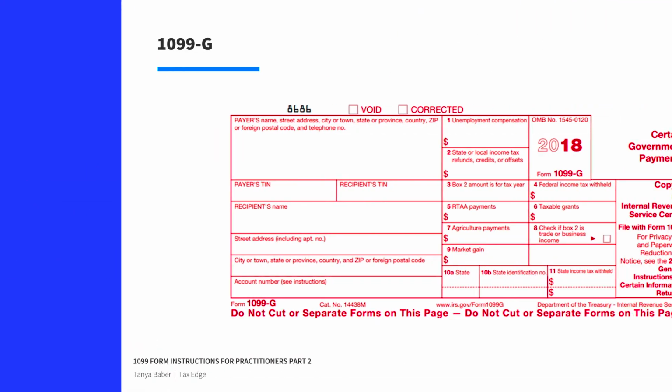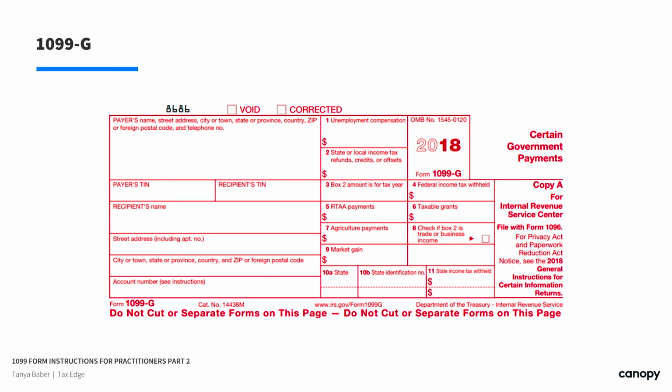Next, we have the 1099-G. This is for certain government payments. So unless you're working with a government entity, it may not be that you create these, but it's good to know what they are for. Same sort of layout again: payer and recipient. Again, you want the tax ID number to match the recipient name exactly.